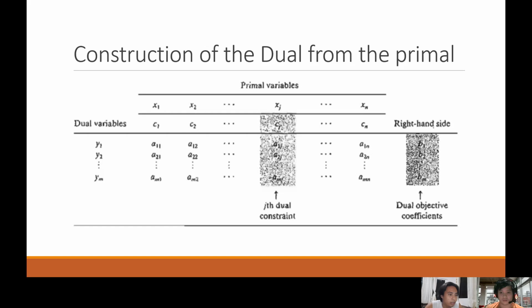So construction of dual from the primal. In this figure, first we have a dual variable. It is defined for each primal equation. Also, there is a dual constraint. It is defined for each primal variable, and the constraint, which is the column coefficients of a primal variable, defines the left hand side coefficients of the dual constraint and its objective coefficient defines the right side. And lastly, the objective coefficients of the dual equal the right side of the primal constraint equation.